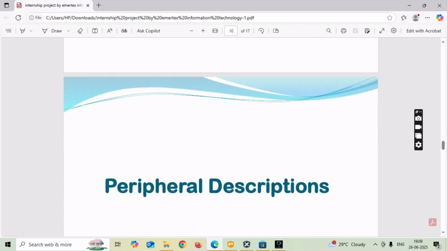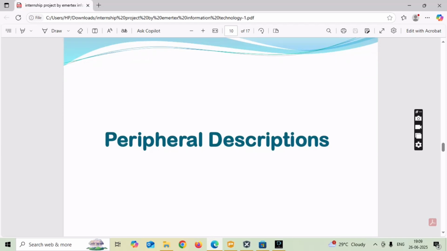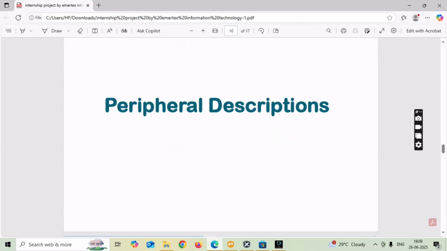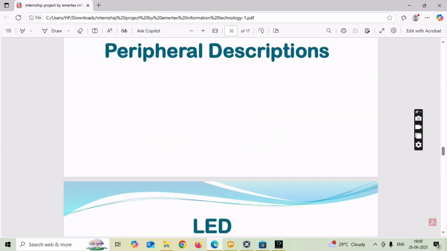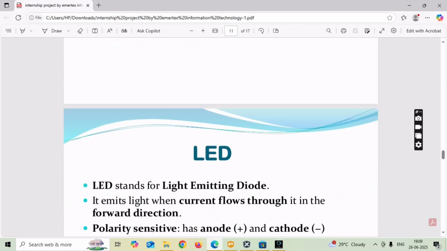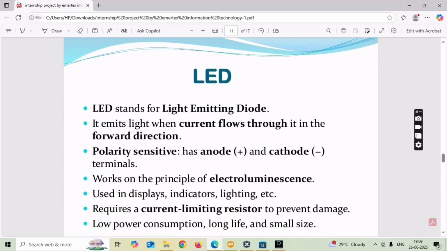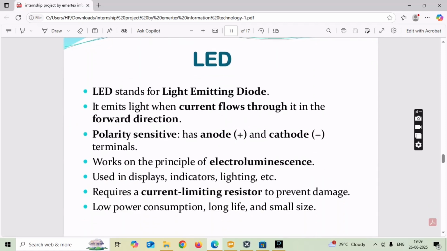Then we can see different peripheral descriptions. At first we can see LED. It stands for light emitting diode. It emits light when current flows through it in the forward direction. LED emits light only when current flows in the forward direction. In the backward direction, current flow, it doesn't emit light.